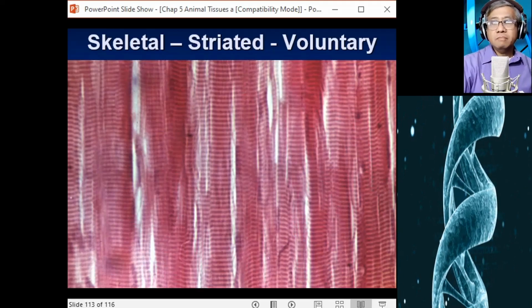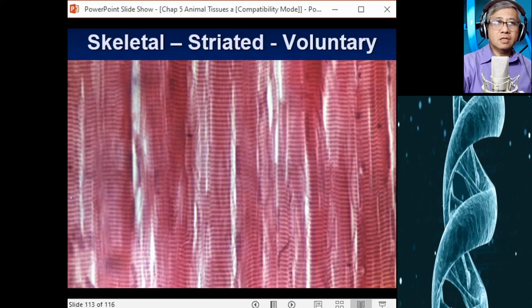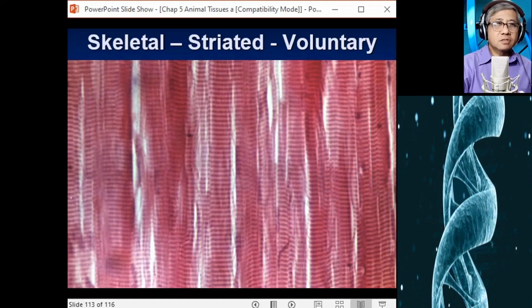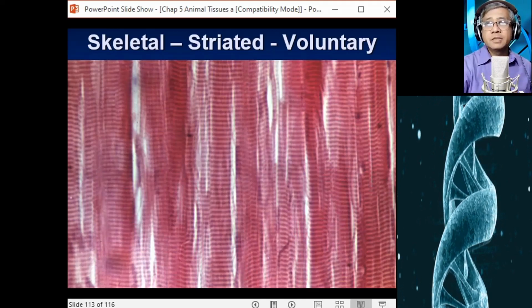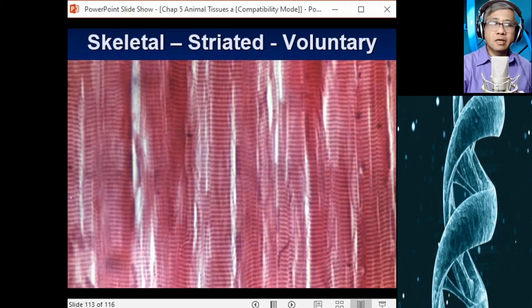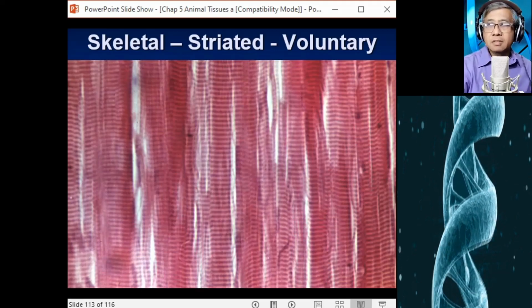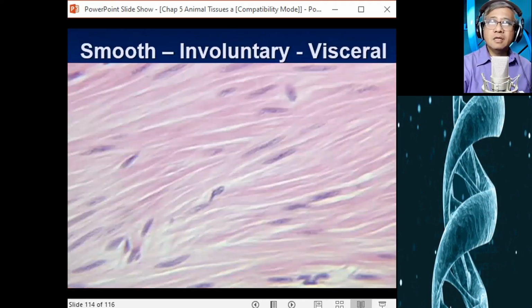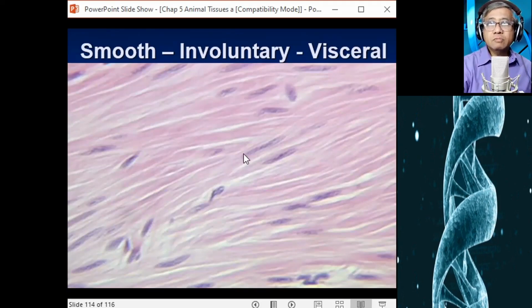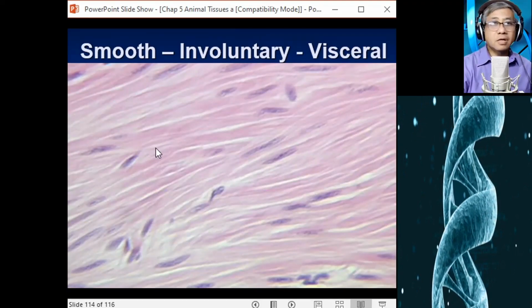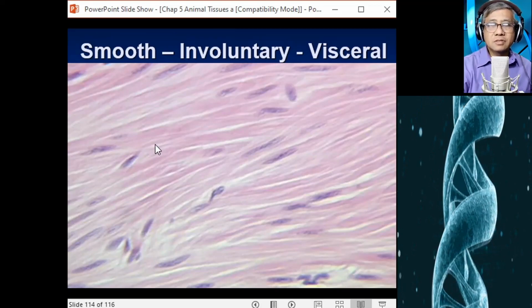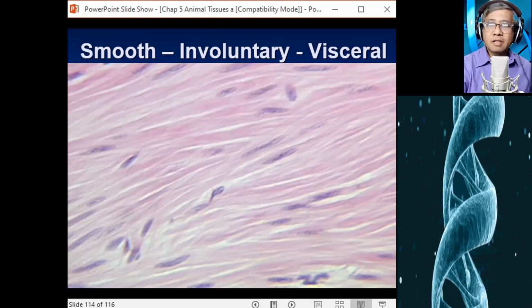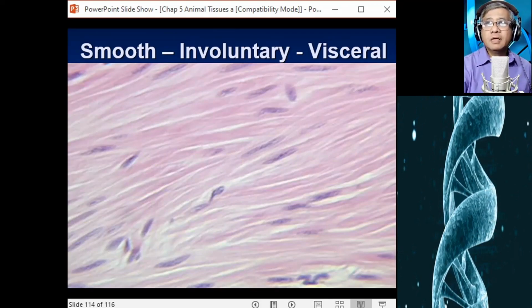So again, skeletal because this type of muscle tissue is attached to the body framework or the bone. Voluntary because this muscle is under conscious control. Striated because the muscle has a banded or belted appearance, meaning there are stripes or striations. Next we have smooth. It is called smooth because obviously under the microscope there are no striations or stripes. The muscle does not exhibit any banded or belted appearance. Hence the term smooth.